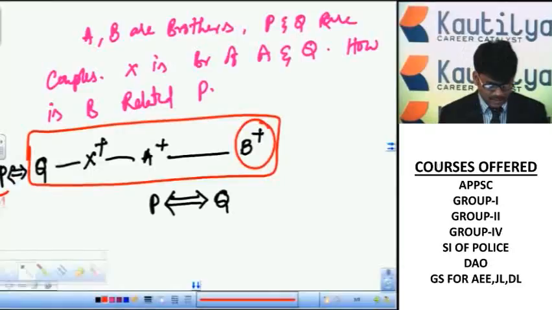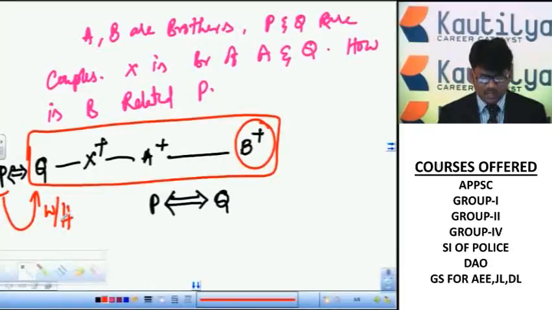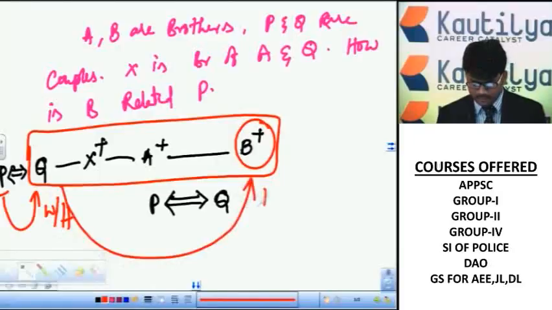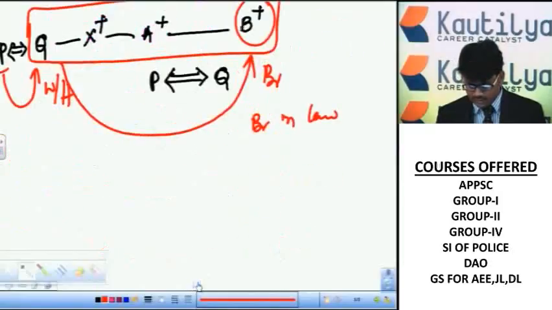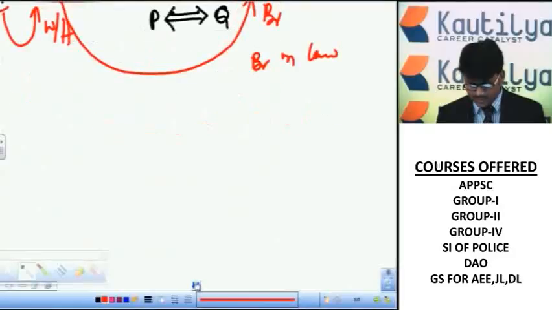P has a spouse, that is Q. Spouse means wife or husband. That wife or husband has a brother, B. A wife's brother is called a brother-in-law, and a husband's brother is also called a brother-in-law. The person B related to P is definitely a brother-in-law. Then these are the relations, the problems in group relations.